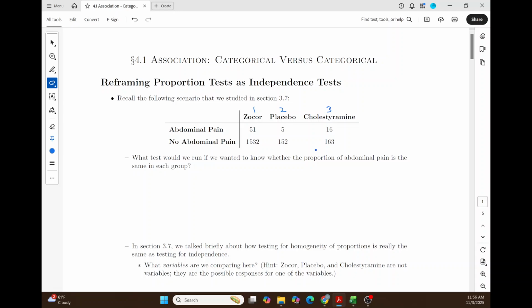Well, the test we would run would be a homogeneity test. Specifically, the null hypothesis would be that P1 equals P2 equals P3. In other words, that the proportion of abdominal pain is the same for Zocor, placebo, and cholestyramine. And the alternative, of course, would be that at least one proportion is different. So in section 3.7, we talked briefly about how testing for homogeneity of proportions is really the same as testing for independence.